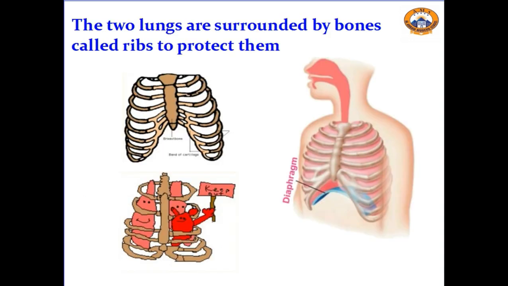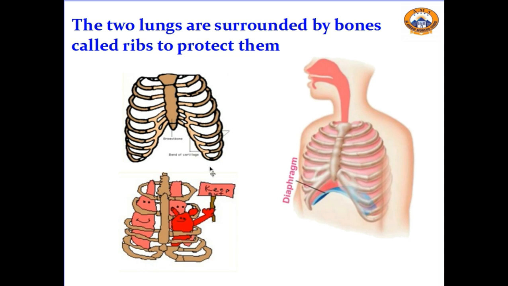Now, let's talk about the respiratory system. Your respiratory system or your lungs are surrounded by bones. These bones are called ribs. These are the ribs. They are strong bones. Why are the two lungs surrounded by bones? To protect them, because the lungs are soft organs. They are very delicate.